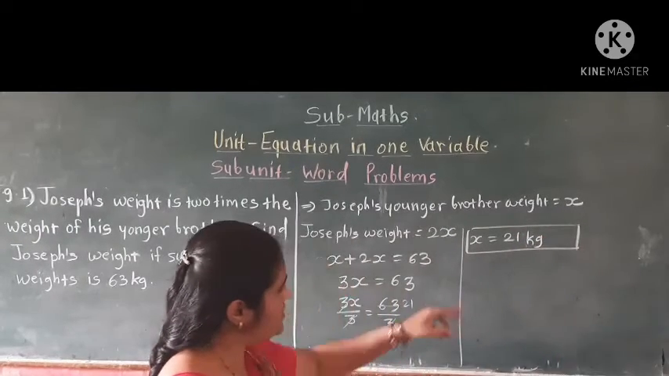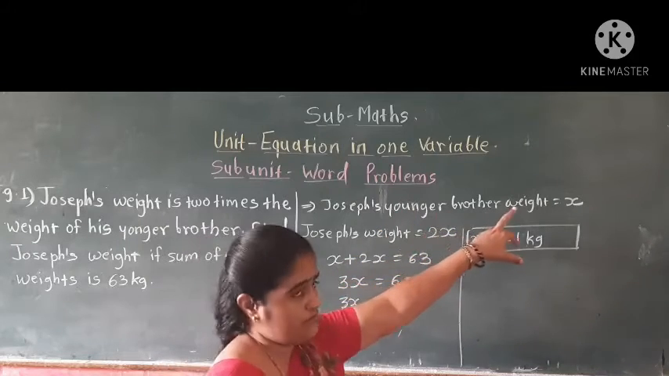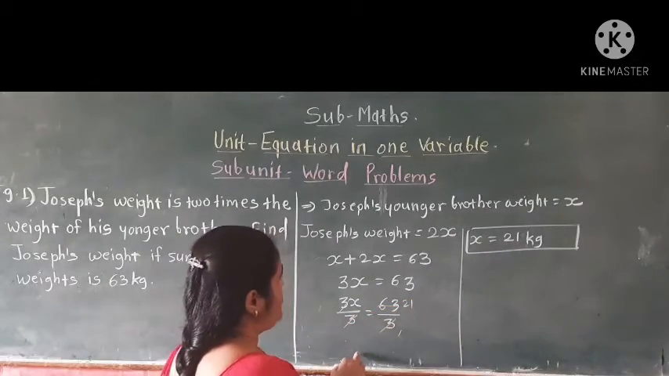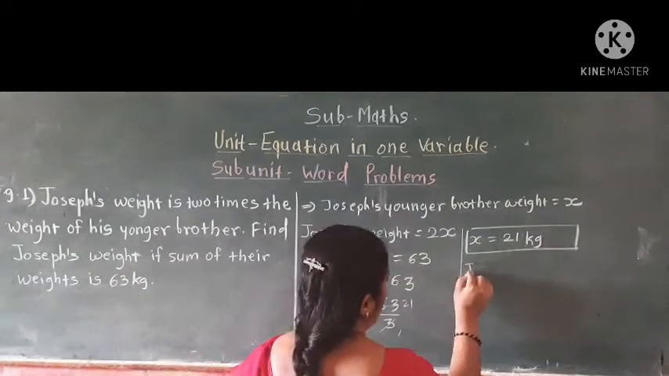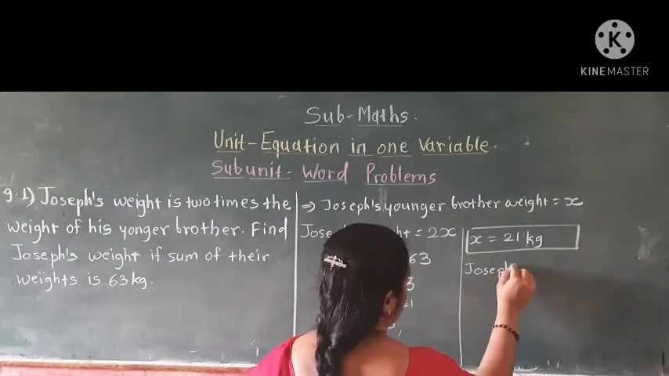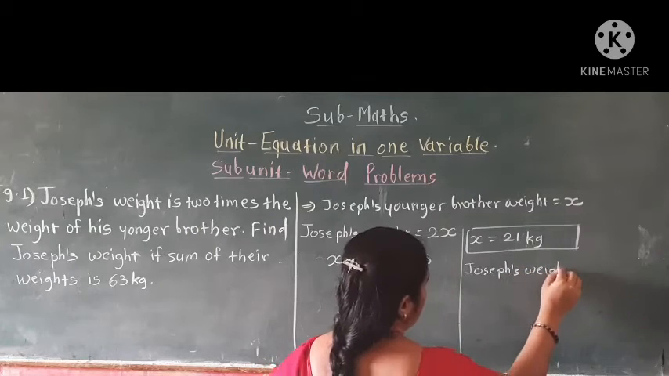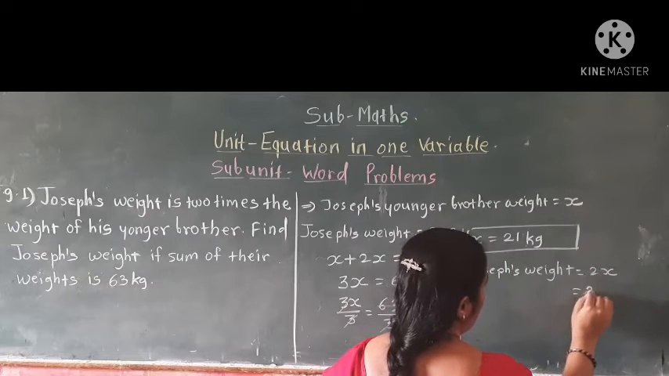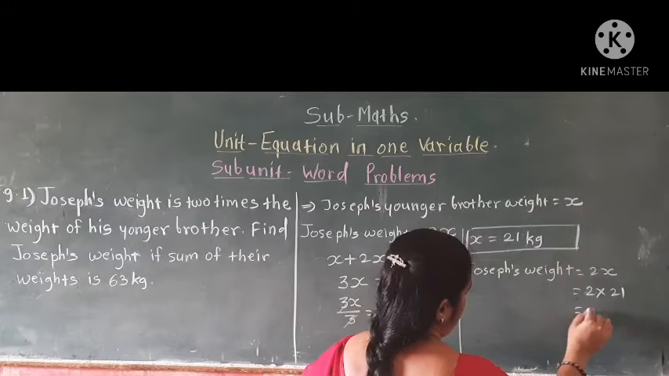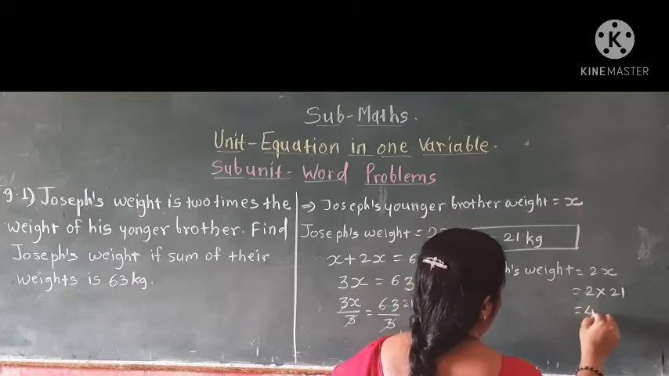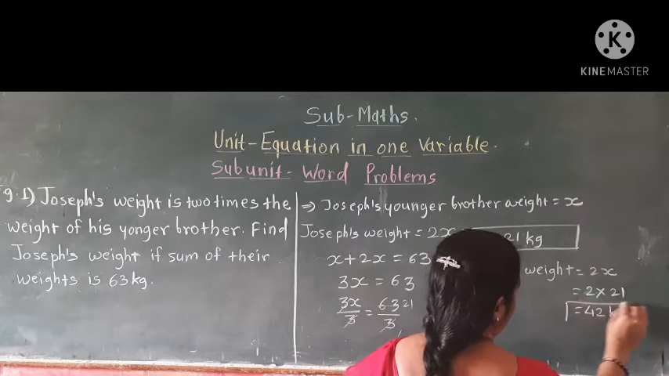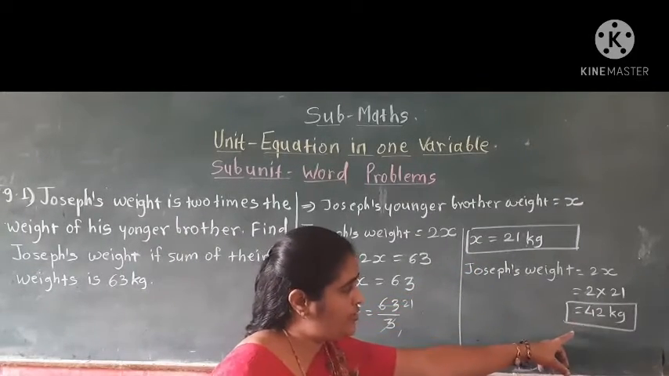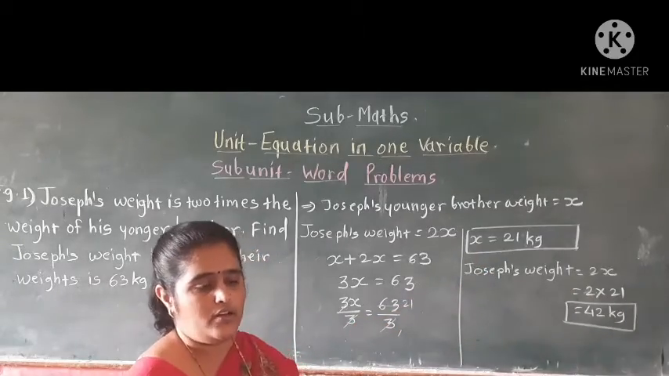We considered x for Joseph's younger brother, so the weight of the younger brother is 21 kilogram. Then what is Joseph's weight? Joseph's weight is equal to 2x. Put the value of x as 21, 2 into 21, multiplication is 42 kilogram. According to this, Joseph's weight is 42 kilograms and his younger brother's weight is 21 kilogram.